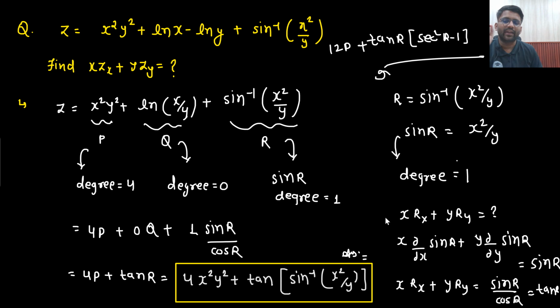That will be the answer for x square zxx plus y square zyy plus 2xy zxy. The value of p you can put from here, and the value of r you can put from here, sin inverse x square by y. So everything you can find out.